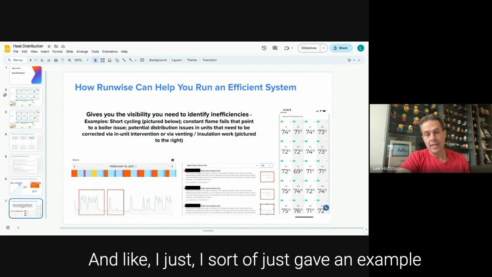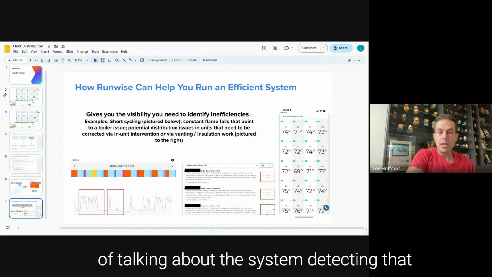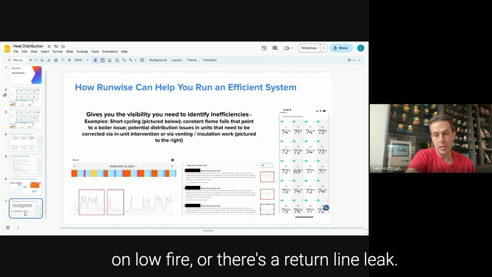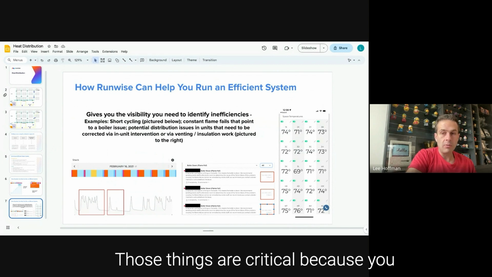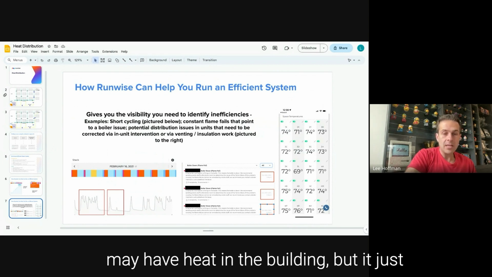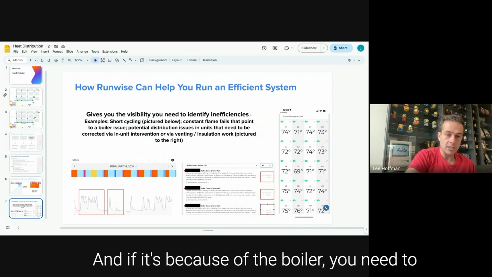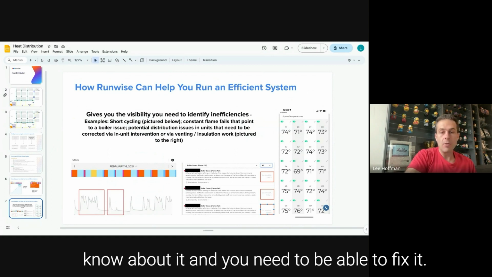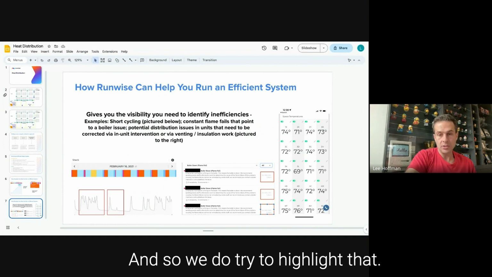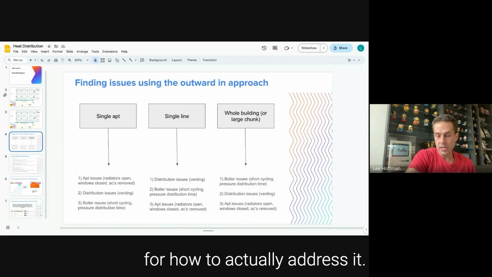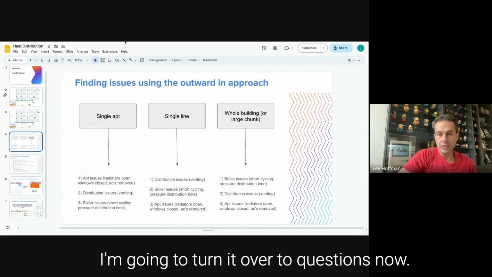I just gave an example of the system detecting that the boiler's down, or that it's stuck on low fire, or there's a return line leak. Those things are critical because you may have heat in the building, but it may not be getting to the whole building. And if it's because of the boiler, you need to know about it and be able to fix it. We do try to highlight that, but this is a good framework for how to actually address it. I'm going to turn it over to questions now.